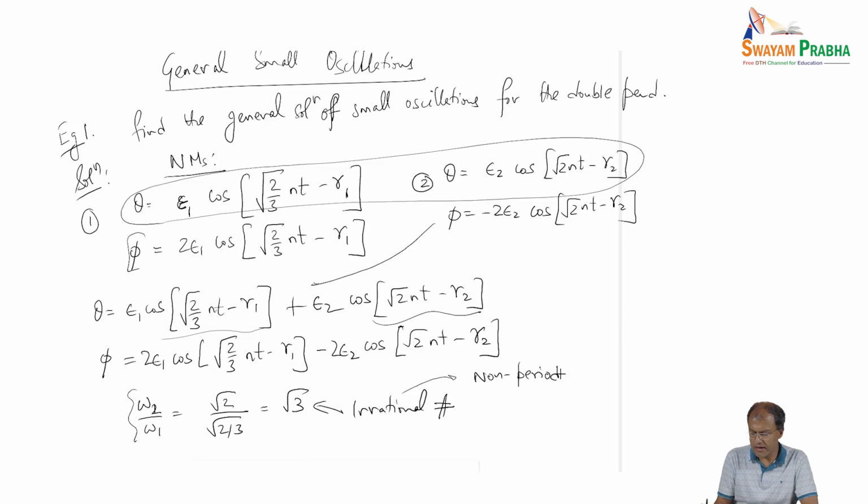Simply having a linear combination of two trigonometric functions cannot guarantee a periodic solution unless the ratio of the frequencies is a rational number. This result has been discussed in detail in one of my previous SwayamPrabha courses on nonlinear dynamics, so listeners are requested to see that course. Thank you. And now I'm going to discuss another topic.